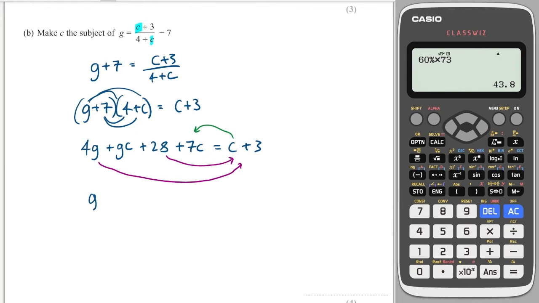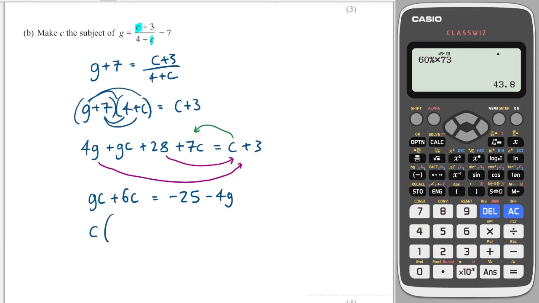So what will I have on the left side? Well, I've still got that GC there. I have a 7C, but I'm moving this 1C over, so that's going to subtract, so that's going to give me 6C. And on the right side, I've got 3, but I'm subtracting 28 over, so that's going to give me minus 25. And I've also got this 4G, which I'm bringing over, which is going to be minus 4G.